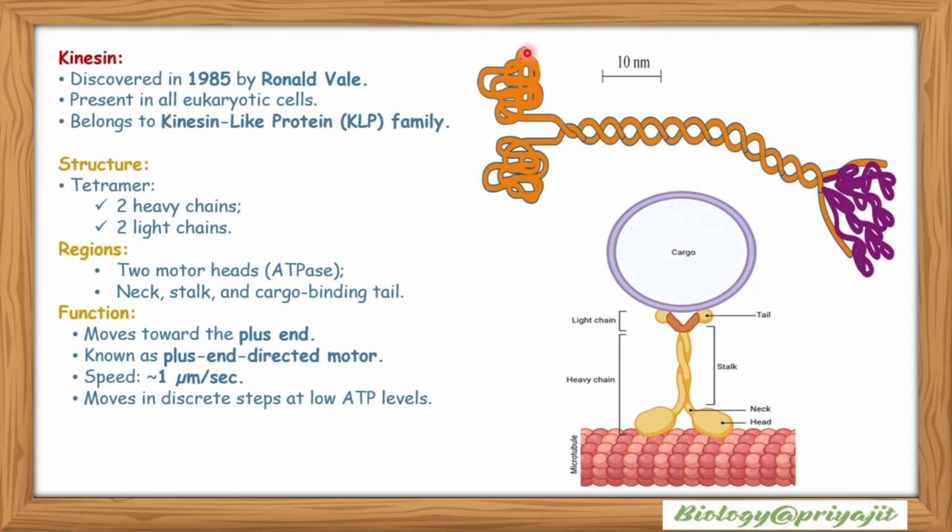This is the structure of the kinesin molecule. It belongs to the kinesin-like protein family, or KLP family. Their structure includes a tetramer: two heavy chains and two light chains. These two are the heavy chains and these two are light chains. Two motor heads are there, and these two heads act as ATPase. This is the neck region, and this is the stalk and the cargo binding tail.